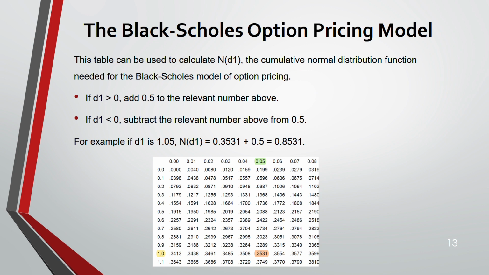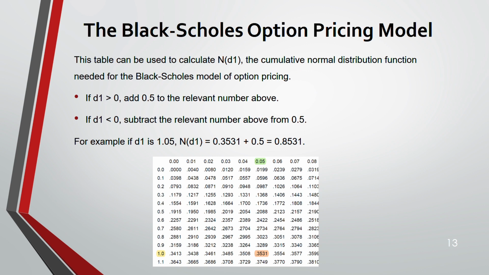Check a different number and see. Are you able to use this table or not? The most important thing is first you should be able to use the normal distribution table to use the Black-Scholes option pricing model. If you are not able to use this table comfortably, you cannot do this question. You cannot proceed, because the starting point is D1 to find the value of the call option.